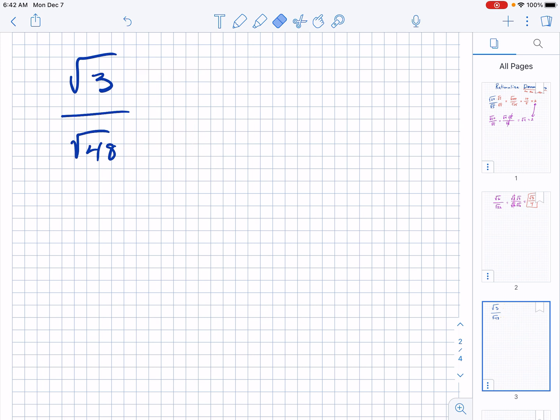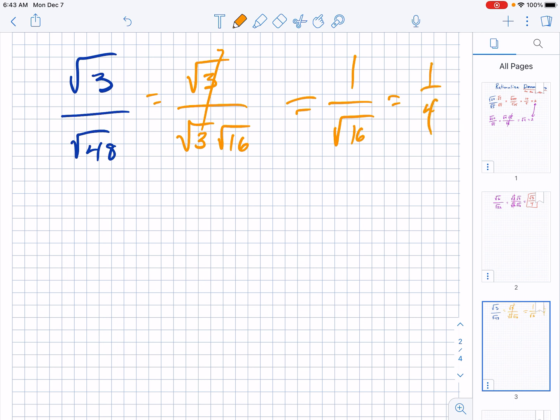3 goes into 48. Let's see, so the top is going to remain the square root of 3, and the bottom, that's root 3 times root 16. 3 times 16 is 48. The root 3's can cancel, and let's see, that'll give me 1 over the square root of 16. Well, the square root of 16 is 4, so this is 1/4. All right, let's do one more that's a little trickier.